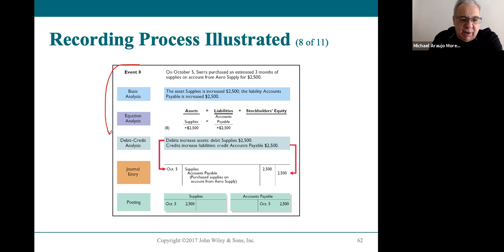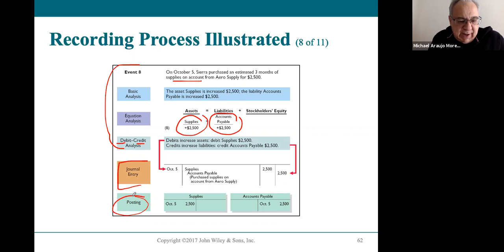The 8th event occurred here where we bought supplies on account. So we got a whole bunch more supplies, but now we have an account to pay, which is an accounts payable. We said, okay, supplies increases on the debit side, accounts payable increases on the credit side. So we did our journal entry on the 5th of October, a debit to supplies of $2,500, a credit to accounts payable of $2,500. What happens next?